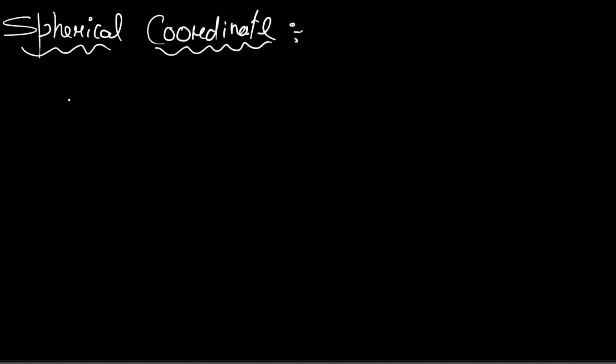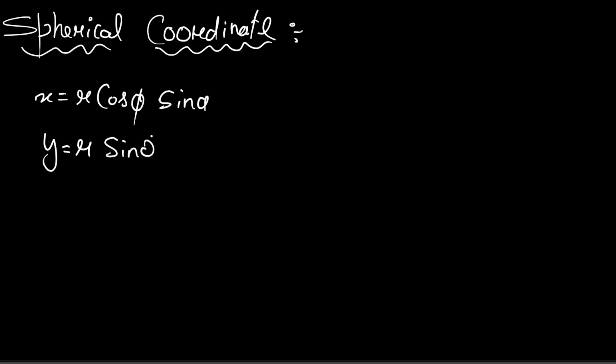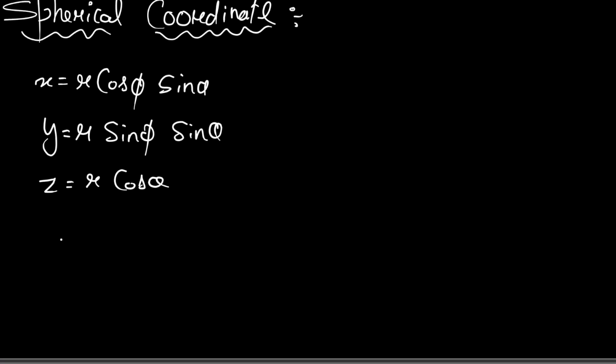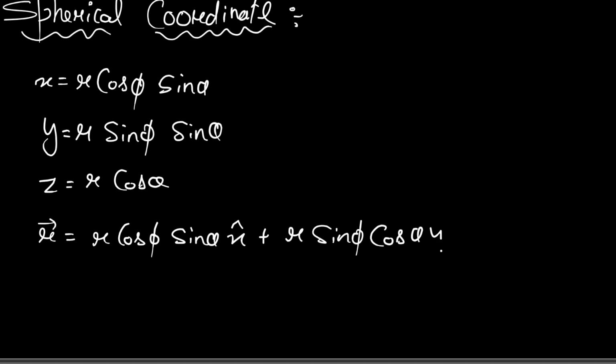Spherical coordinate, let me summarize all the things again. We have x is r cos phi sine theta, and y is r sine phi sine theta, and z is r cos theta, simply. And then if I write the r vector, it comes out to be r cos phi sine theta x cap plus r sine phi sine theta y cap, and r cos theta, simply, z cap.